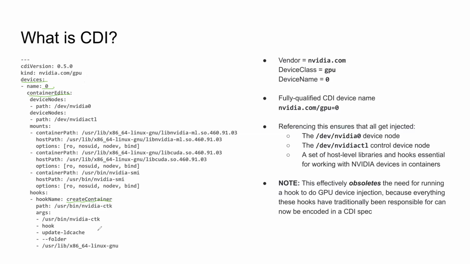And what this hook will do is update the LD cache so that these libraries that you're mounting into the container's environment are actually visible in the LD cache, and you don't need to do any strange LD config magic behind the scenes to get this working.